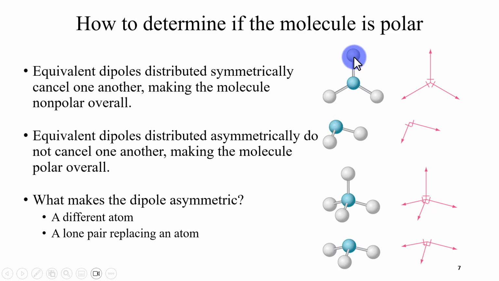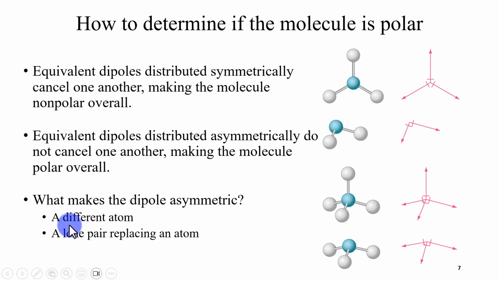But if I replace one of those atoms with a different one that has a different electronegativity value, that makes my dipoles not be equivalent. Or if I replace it altogether with a lone pair, then I have asymmetric dipoles and I have polar molecules. So what makes the dipole asymmetric?